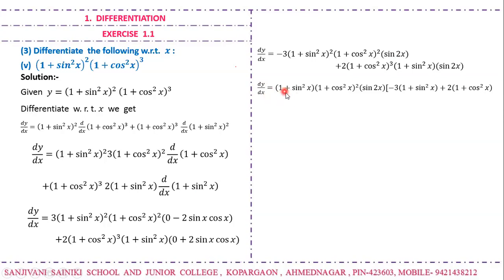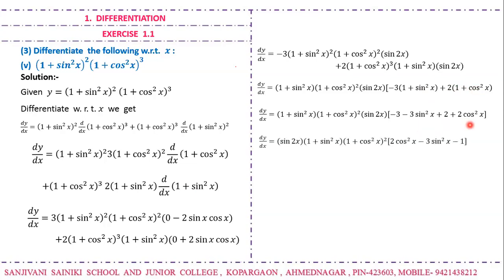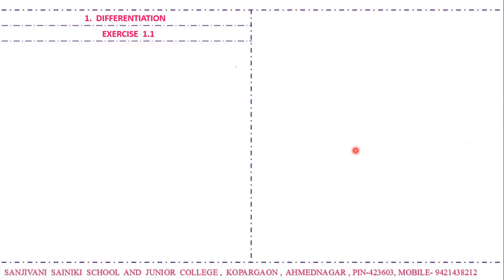So dy by dx is equal to (1 + sin²x)(1 + cos²x)² into sin 2x. These three terms we can take common from these two terms. So what is remaining? Minus 3 into (1 + sin²x) plus 2 into (1 + cos²x). These two terms are remaining. Multiply minus 3 by this 1 + sin²x and 2 by this 1 + cos²x. Then you get this term. Rewrite it. You get 2cos²x minus 3sin²x minus 1 into the first common taken part. So this is the derivative of the given expression.